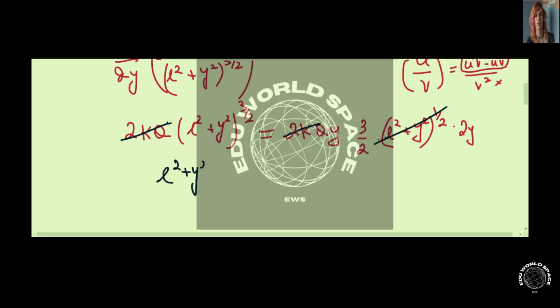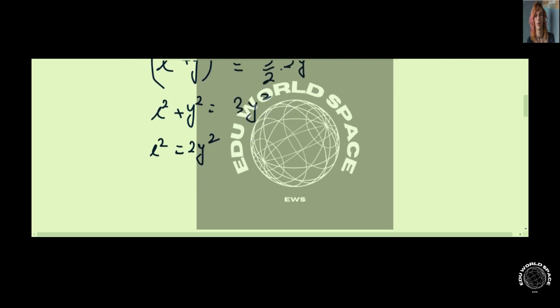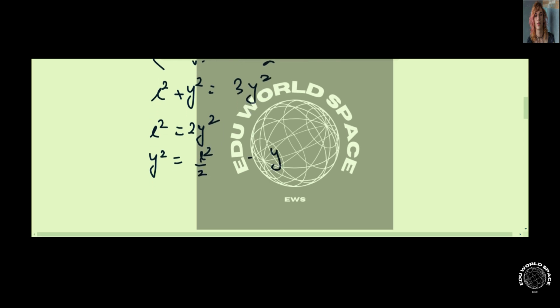So we'll get L squared plus y squared equal to 3 by 2 into 2y squared. This makes L squared plus y squared equal to 3y squared, and this gives us L squared equal to 2y squared. So from here we can figure out y squared, that is L squared by 2. So y will be plus or minus L by root 2. So this is the point on the y-axis from the origin where the electric field intensity is maximum.